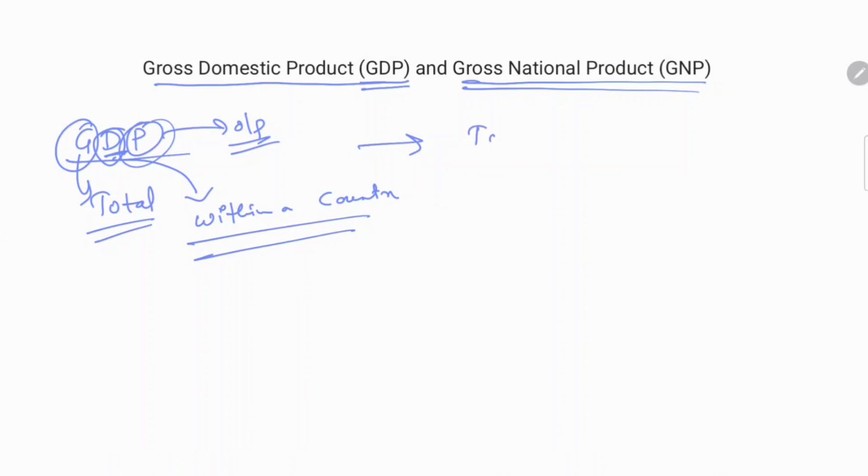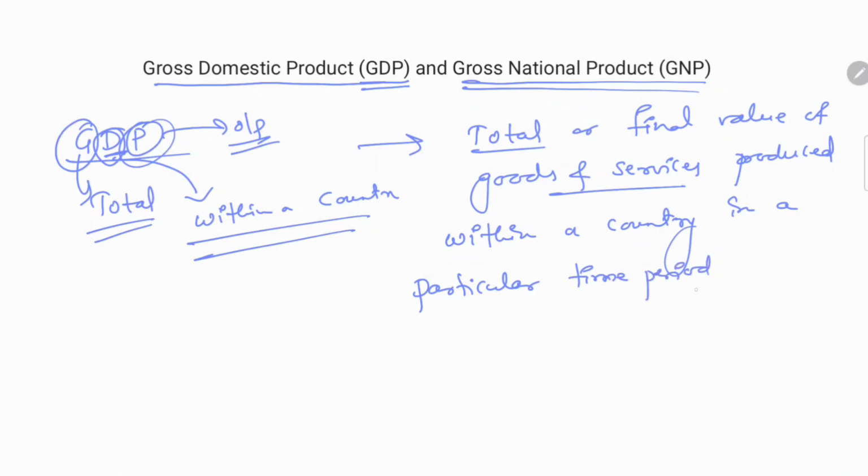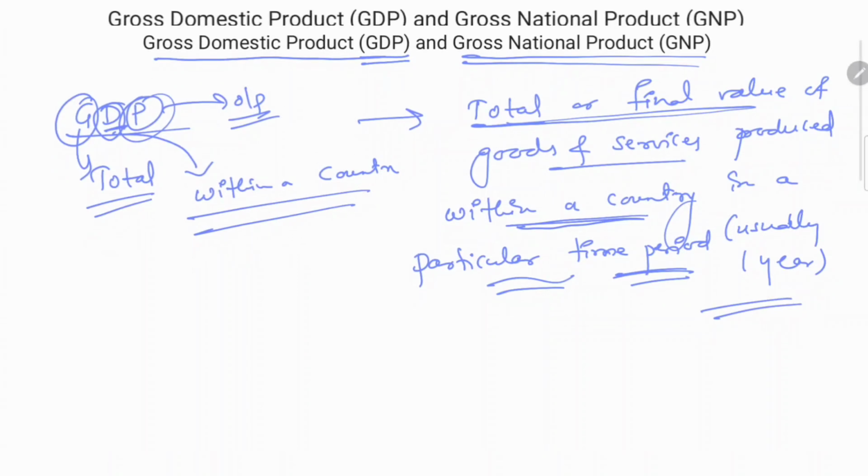So that means it is the total, or we can say it includes the final value of all goods and services produced within a country in a particular time period. Okay, this is what GDP is. Gross is nothing but final value, total value, and domestic means within a country, and product means the final output, within a time period, and this time period will usually be 1 year. So the gross domestic product is the final value of all goods as well as services produced within a country in a particular time period.